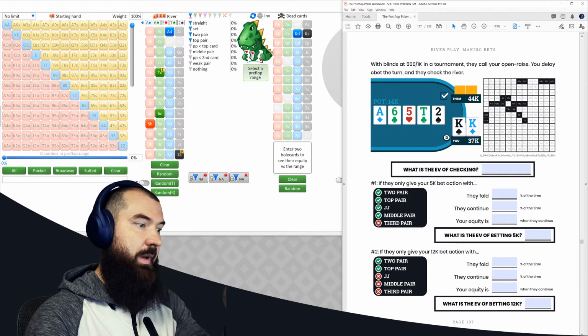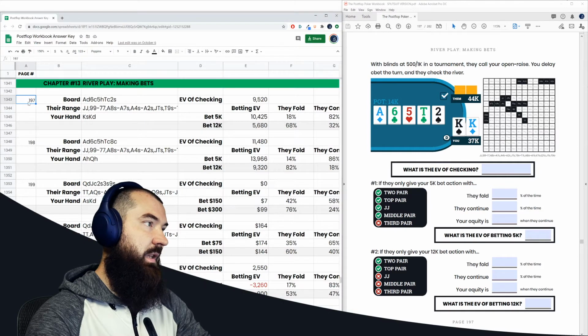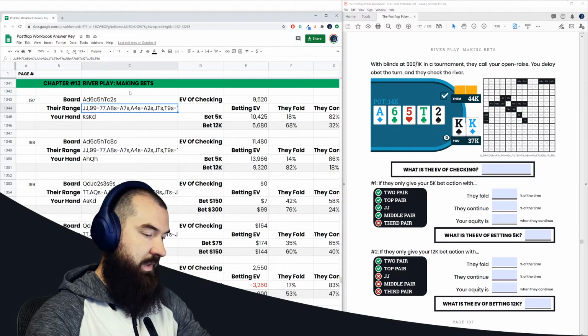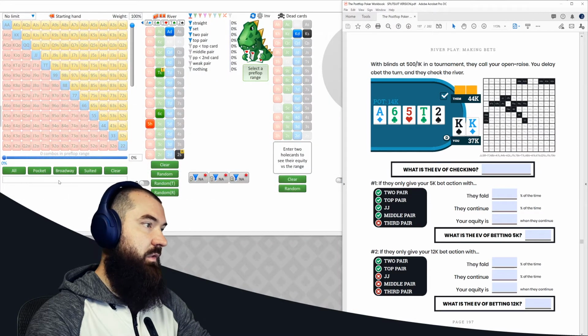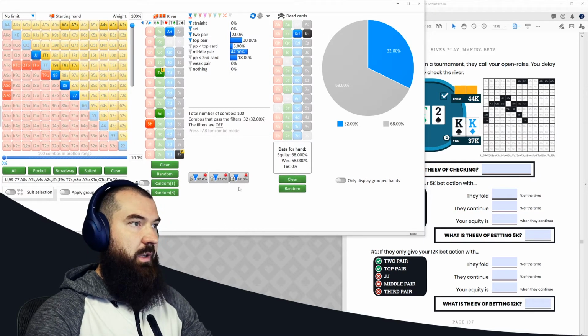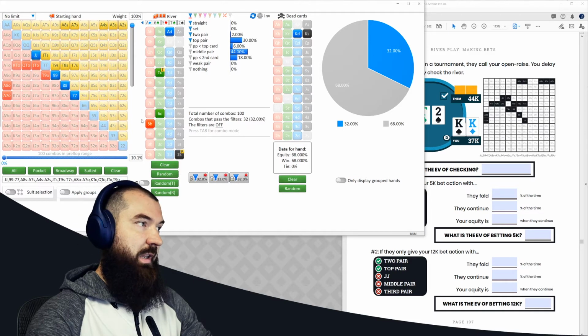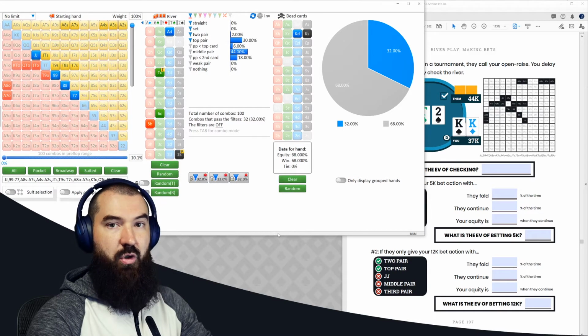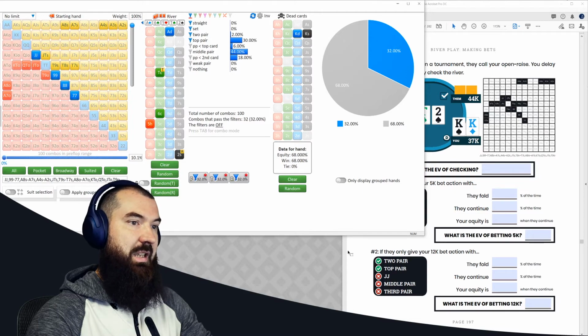We need their range, so we can grab that right from the answer key, page 197, copy that, and throw it into Flopzilla. Excellent, and here we are. So we notice that if we keep all the filters down here red, which means we're looking at all possible hands in here, we need to look at our total equity right this moment, which is 68%.